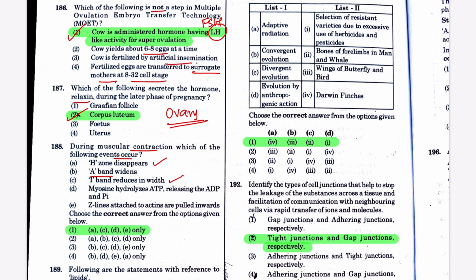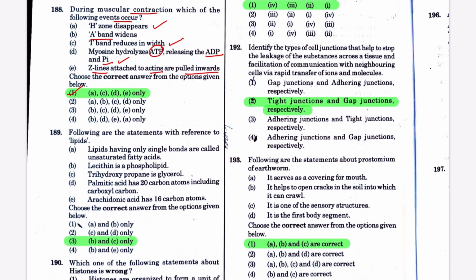In myosin only we have this ATP binding site. Okay, and also the activity takes place where the ADP and phosphate would have been released. And the Z line, the sarcomere Z line, which is attached to the actins, will be pulled inwards. This is also right. So except B, all others are right. So A, C, D, E. Okay, right. So look at the next question, 189.